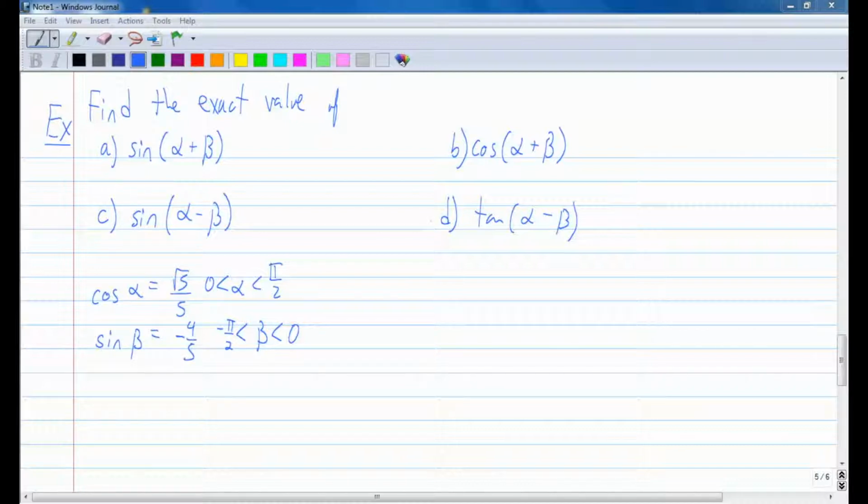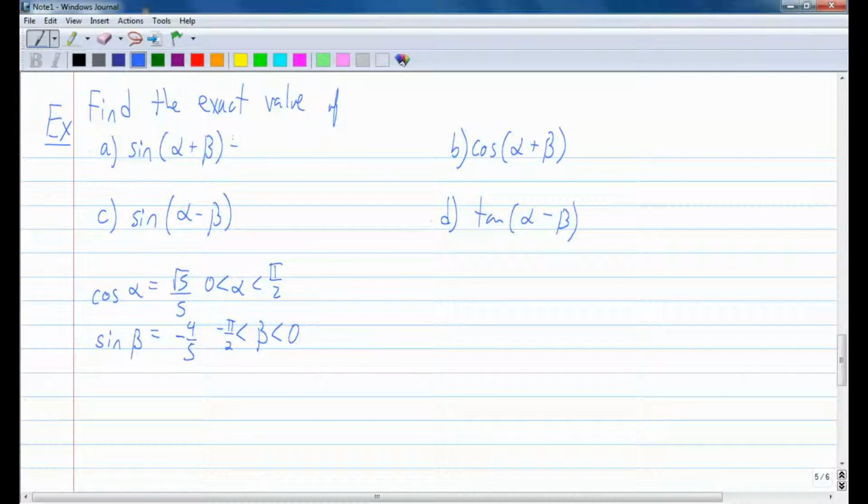which we will need because, as you know, the formulas for the sum or difference of sine or cosine need sine of alpha and cosine of alpha. They also need sine of beta and cosine of beta. We're only given one value for alpha and one value for beta. So what we need to do is first remember the formula.